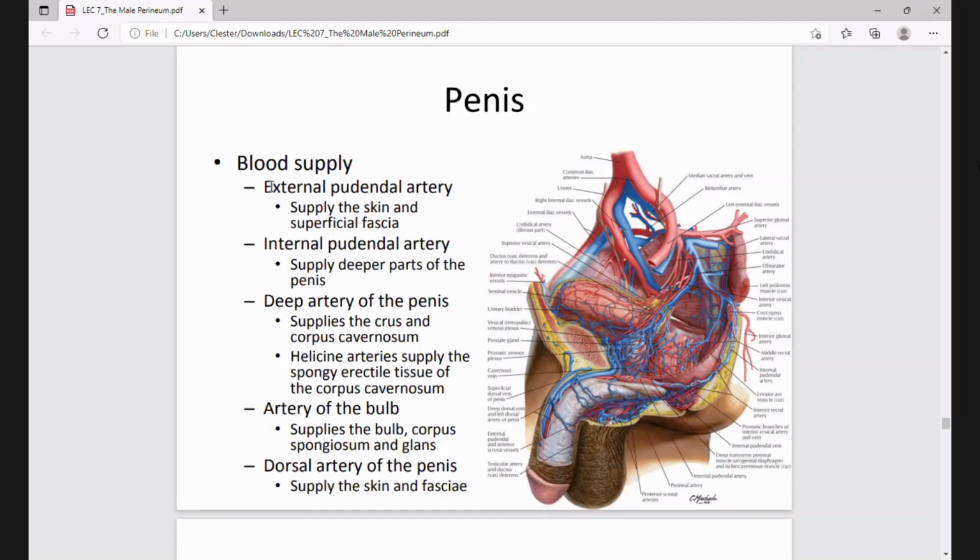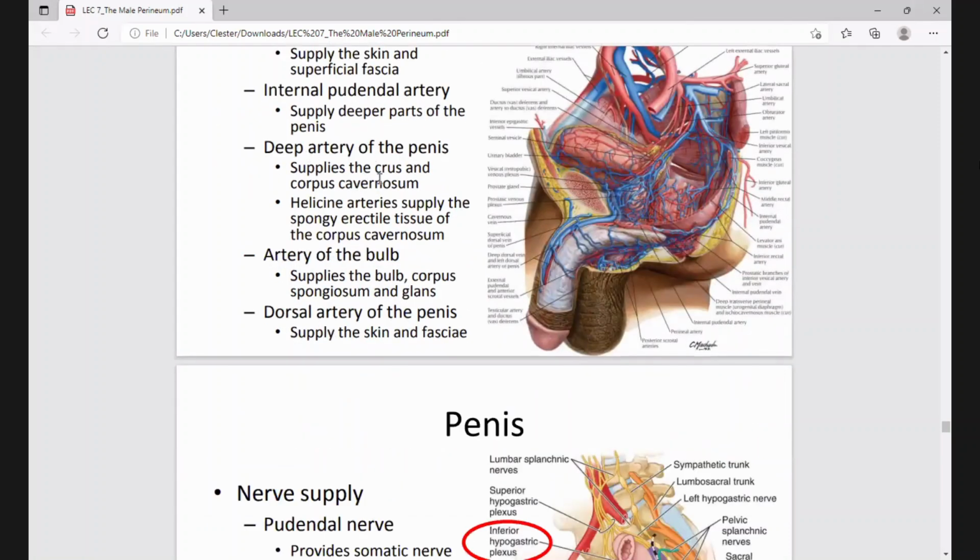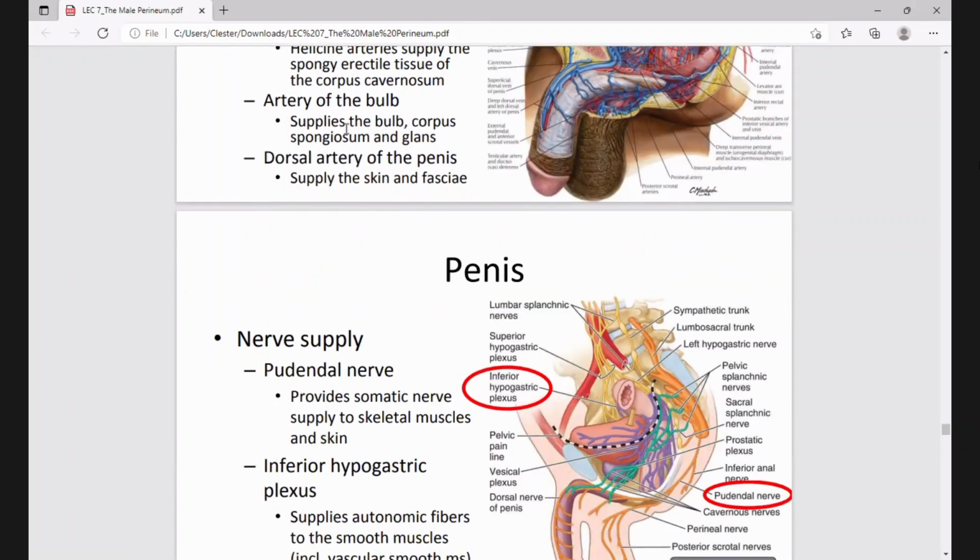Now, the blood supply. One coming from the external pudendal artery, another coming from the internal pudendal artery. The one coming from the internal pudendal artery supplies the deeper part of the penis, while the one coming from the external pudendal supplies the skin and superficial fascia of the penis. The deep artery of the penis supplies the corpus cavernosum, the helicine arteries supplying the spongy erectile tissue of the corpus cavernosum. There is an artery to the bulb of the penis, and the dorsal artery to the penis, which goes to the skin and fascia.